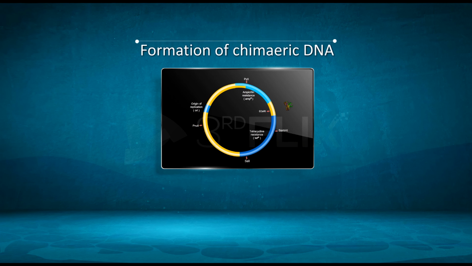Vector DNA is cleaved at specific sites with the same restriction endonuclease which is used to cleave donor DNA to form sticky ends. Complementary sticky ends of donor DNA and vector DNA are joined by the enzyme ligase to form hybrid DNA or rDNA or chimeric DNA.